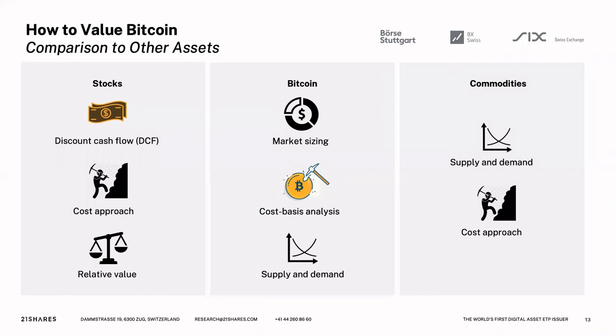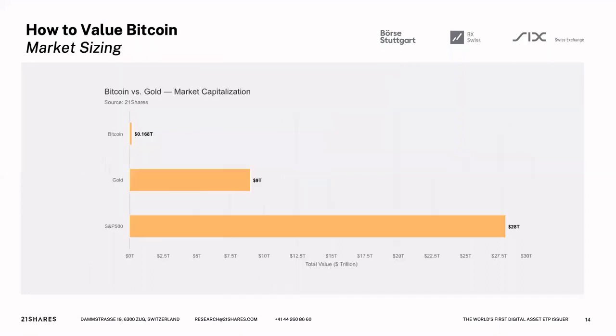But Bitcoin in many ways has more similarities to a commodity than a stock, for example, given that Bitcoin doesn't have cash flows in the same way that stocks don't, commodities don't have cash flows. But we identified three main ways we can start to understand valuation for Bitcoin. And this is what we'll talk about today. So one, market sizing. Two, cost basis analysis, so understanding the average prices at which people bought Bitcoin. And then three, just looking at supply and demand and how those dynamics change. And this is where we'll talk a bit more about the halving.